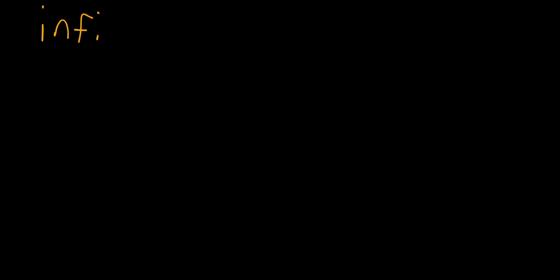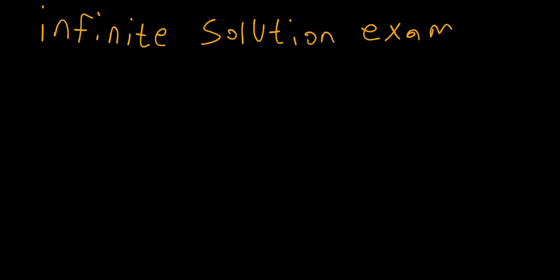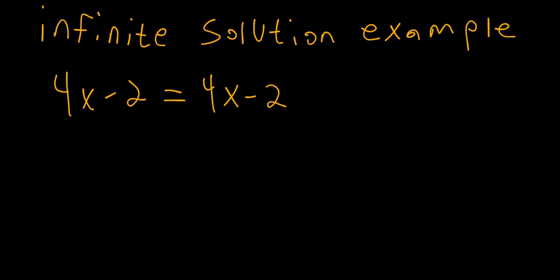Infinite solution. Now this one is going to have a pattern that you could perhaps recognize with practice. And it's going to look like this. 4x minus 2 equals 4x minus 2. Okay? So now there's a little bit of a pattern here. You see that it has the same variable and the same constant.